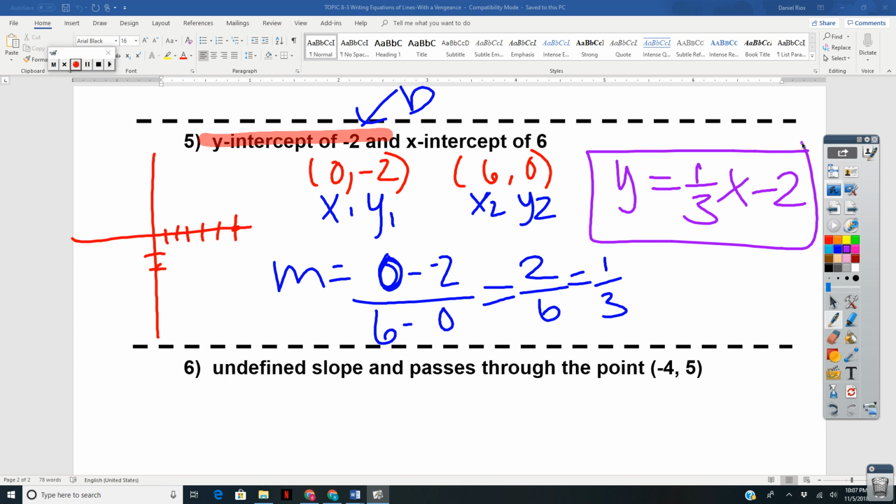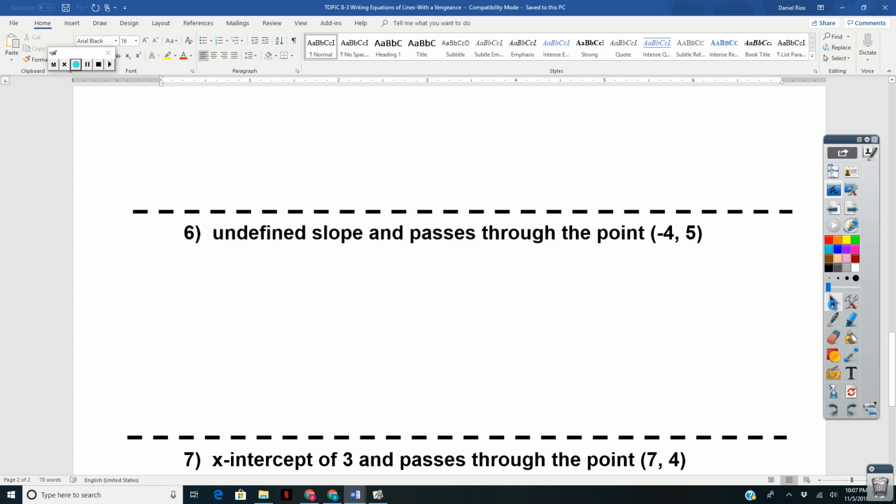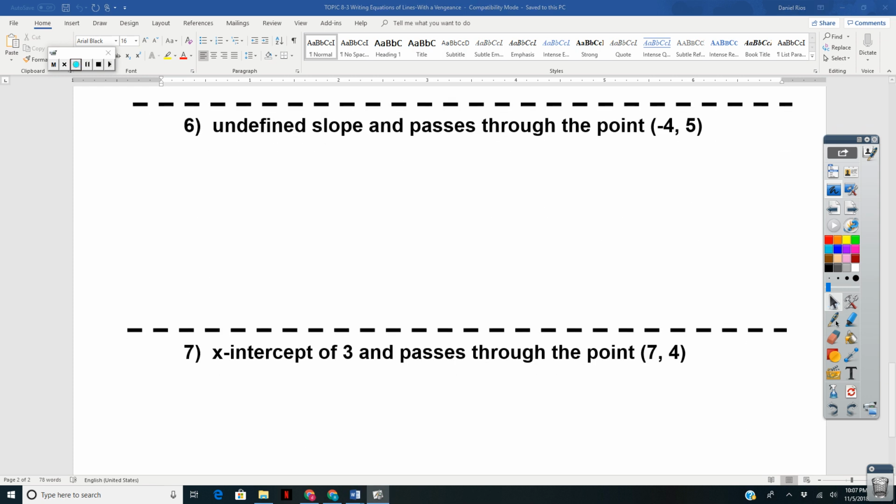Number 6, pause it as needed. I'm going fast because I don't want to make a super long video, but you can pause, come back to it. Number 6, an undefined slope and passes through that point. Undefined, remember, if you were to ride your bike, you would be riding your bike on something like this, and you'd be falling. I don't know how to draw you falling like that. Imagine yourself. Okay, that's an undefined slope. Therefore, instead of undefined, we're thinking of a vertical line.